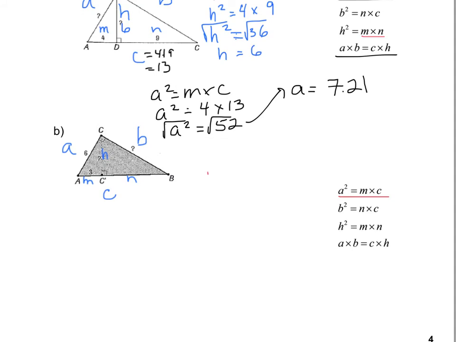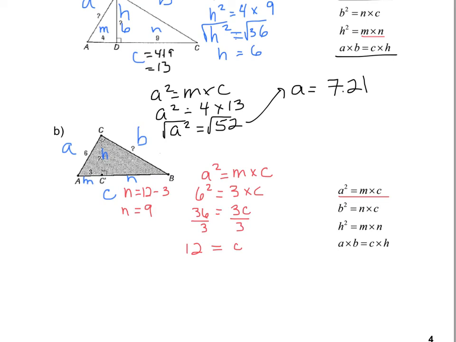So I'm going to start with a squared equals m times c. I know a is 6, so I'm going to put that in. 6 squared equals, I know m is 3, times c. I'm going to solve for c. So 6 squared is 36 equals 3 times c is 3c, and then I'm going to divide both sides by 3. So I get c equals 12. Okay, well if I know c is 12, I can find n, because n is going to be 12 minus 3. So my n is 9. So I found c is 12. I found n is 9.